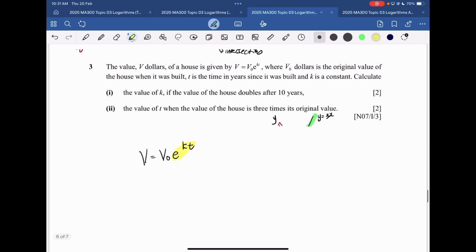The value of the house doubles after 10 years. Let me unpack this for you. It means that you start from time equals 0, and your value is V naught. At time equals 10, your value is, Ophelia, V10. Doubles the original value.